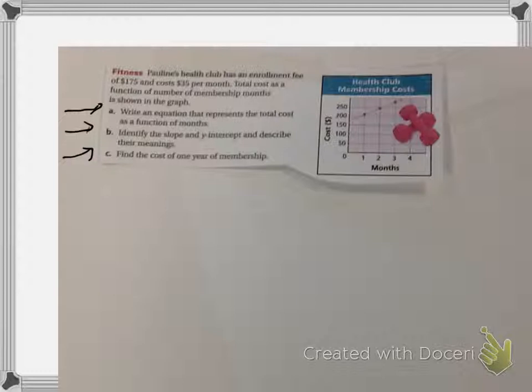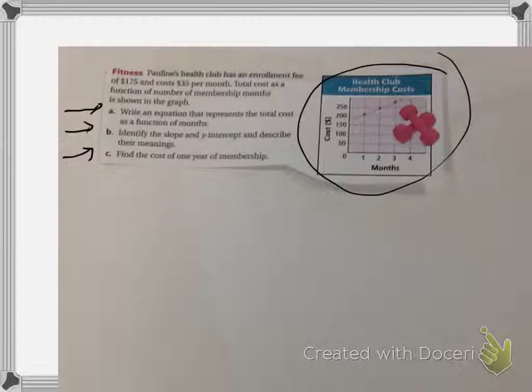It might have been out of yours. It says Paulina's Health Club has an enrollment fee of $175 and a cost of $35 per month. The total cost as a function of the number of membership months is shown in the graph. Pretty soon I will take away the graph from these stories because I don't think they're going to give you the graph most of the time. They're probably going to give you the situation.